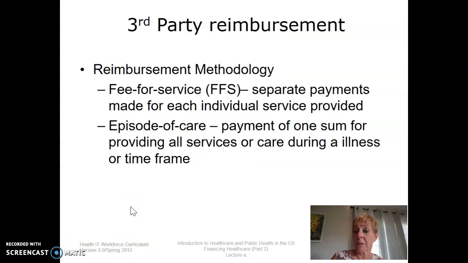Third-party reimbursement uses 2 methods. Again, fee for service, which we've talked about before. That's a separate payment made for each service provided. So one to the doctor, one to a radiologist, etc. An episodic care is payment of one sum for providing all levels of services during an illness or a time frame. That's an episode of care. Other names for episode of care are capitation, prospective payment, and global payment.